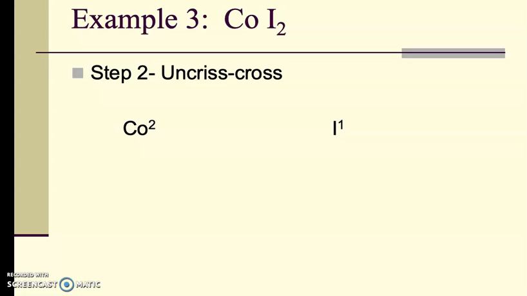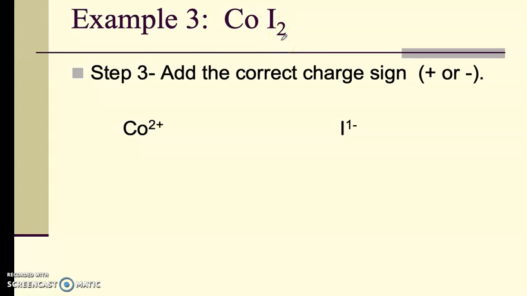Next step is uncrisscross. Looking at the formula, you're going to uncrisscross. So this 2 goes to the cobalt, and remember there's technically 1 there. This 1 goes to the iodine. You get those numbers by uncrisscrossing from the formula itself. Step 3 is add the correct sign. We know metals have the positive charge, nonmetals have the negative charge. Perfect. Remember, iodine's in group 7A.